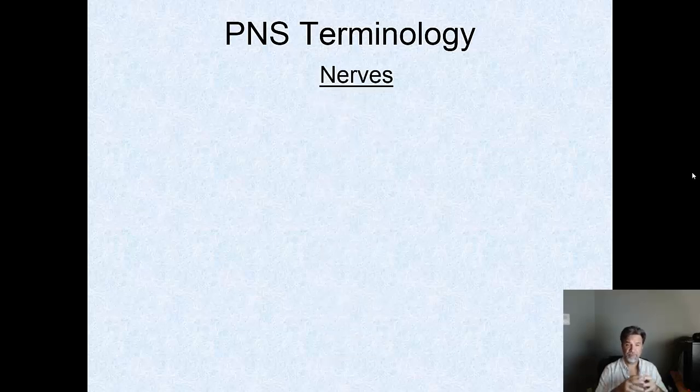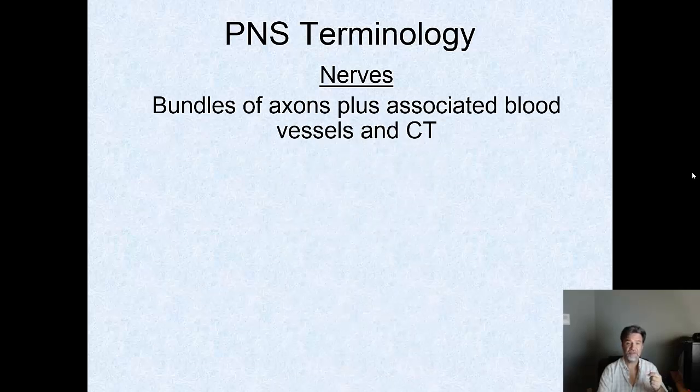Some more terminology. The long process that I already just mentioned, the axon, is often found collected into bundles in the peripheral nervous system, and those bundles are called nerves. The nerves, just like we saw with skeletal muscle, have a large amount of connective tissue that surround them and protect them and isolate them.